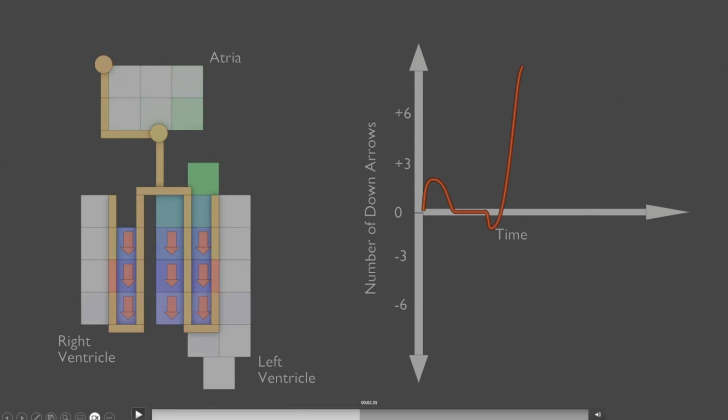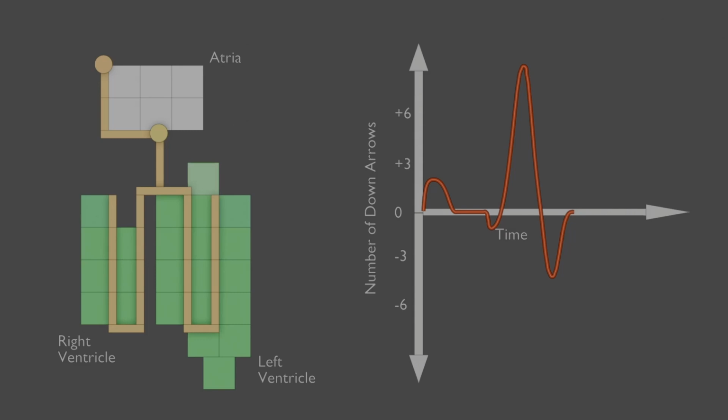And then, as the impulse starts to wrap back up around the outside of the heart, we go negative for a little bit. We've got a period of time where there are some up arrows with no down arrows. And then finally, everything is depolarized, everything is green. This is the point where we want the heart to be contracted, forcing blood out, and we're back to our baseline here.